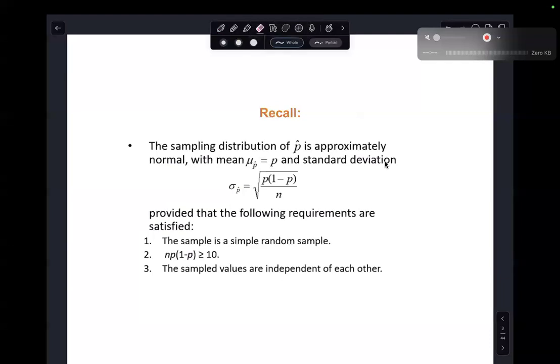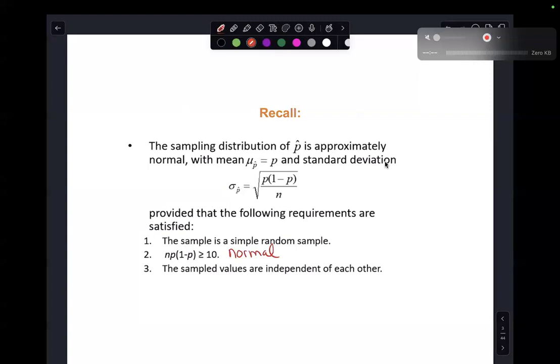And even if it turns out to not be a simple random sample, you're still going to do the math, because I still want to assess whether you can do it. Then we have this right here, np times 1 minus p greater than or equal to 10. This tells us whether or not it's normal.